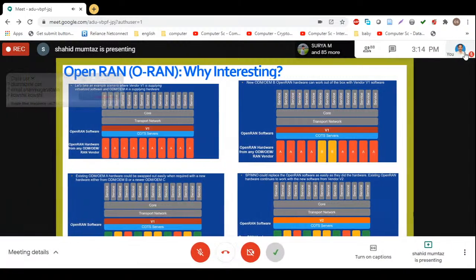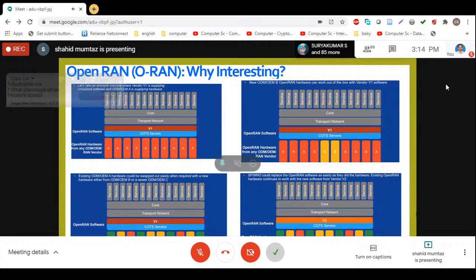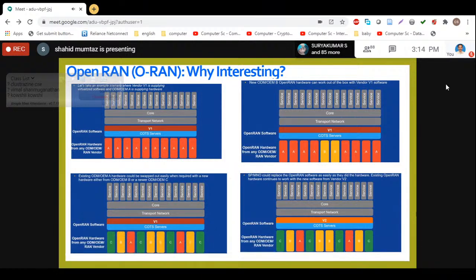You can see life is much, much easier. So this virtualization is happening on the base station part. The core part you already know. The transport and core parts you already know, NFV, SDN. I didn't talk on this topic because that is not the topic here. I'm just explaining the base station virtualization. This concept is called Open RAN.